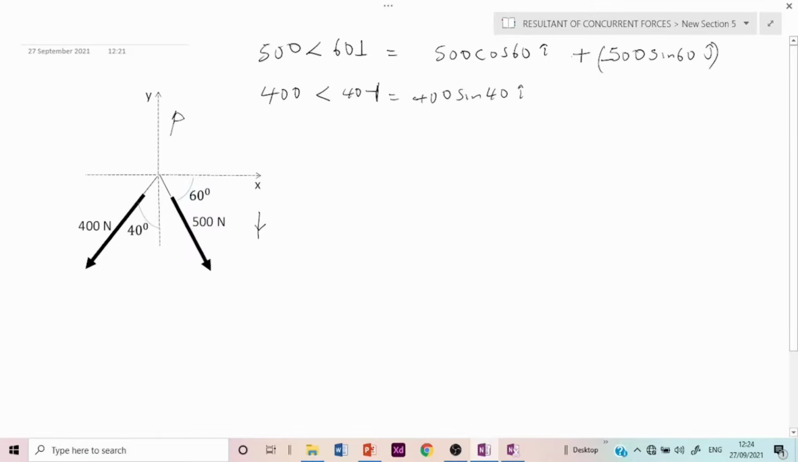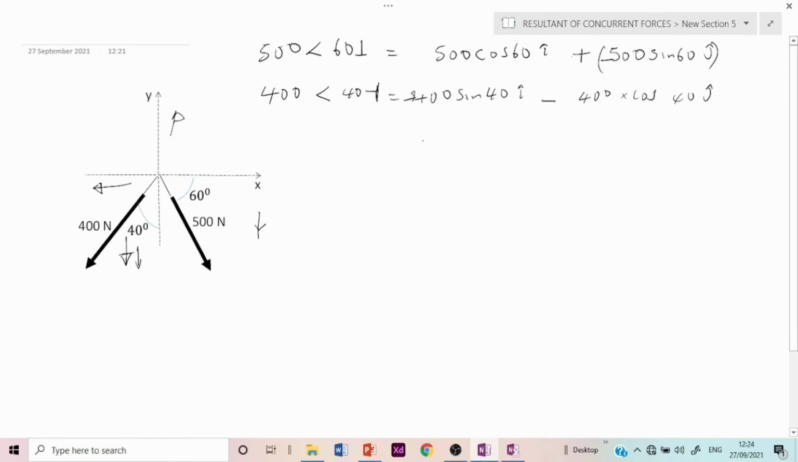And this time around it is going to be negative, because if you resolve this 400 newtons to the vertical axis, it's going to be pointing away from the x-axis. So we have minus 400 times sine 40 i, and of course we have 400 times cos 40 j. This case is also negative because by the time you resolve the 400 Newton force vertically, it's going to be pointing downwards, which is in the opposite direction of the vertical axis or the y-axis.